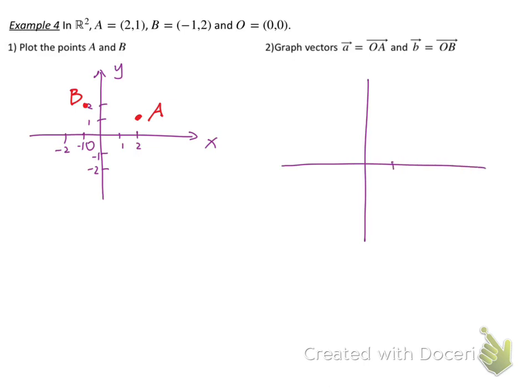Well, that's not very good scaling. That's better. X, Y, 0. I'm looking at my A is (2, 1). That's my A here and my B here. Now vector A is the arrow that goes from O to A. That's vector A. Vector B is from O to B. That's my vector B. Okay, that's my vector A and B.